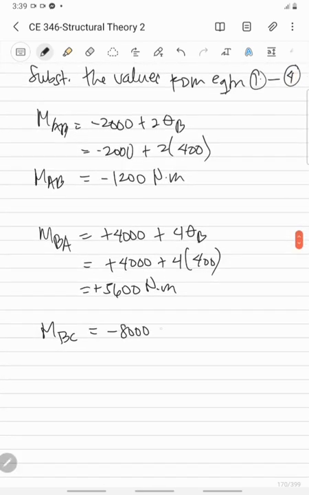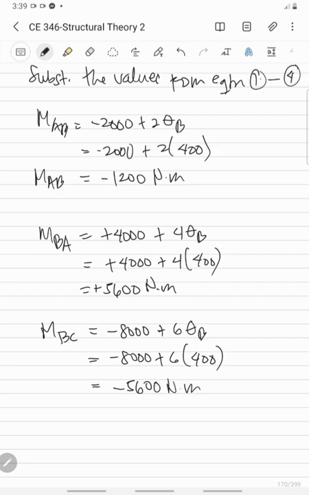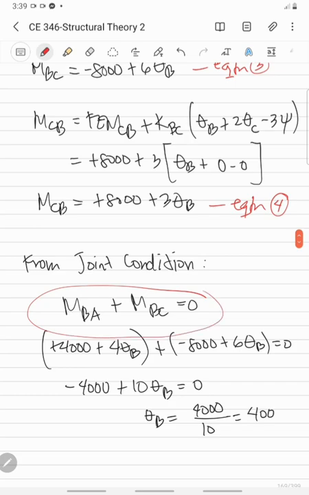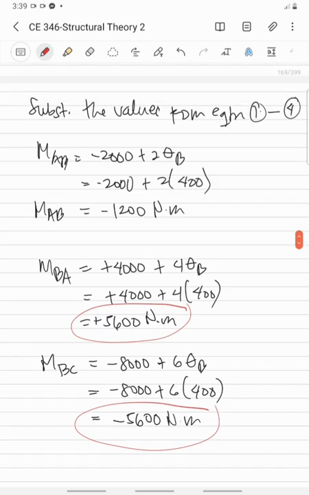For moment BC, that is equal to negative 8,000 plus 6 theta B, so negative 8,000 plus 6 times 400. That is equal to negative 5,600 newton meter. If you observe, adding moment BA and moment BC gives 0, so it satisfies our joint condition, which is moment BA plus moment BC equal to 0.